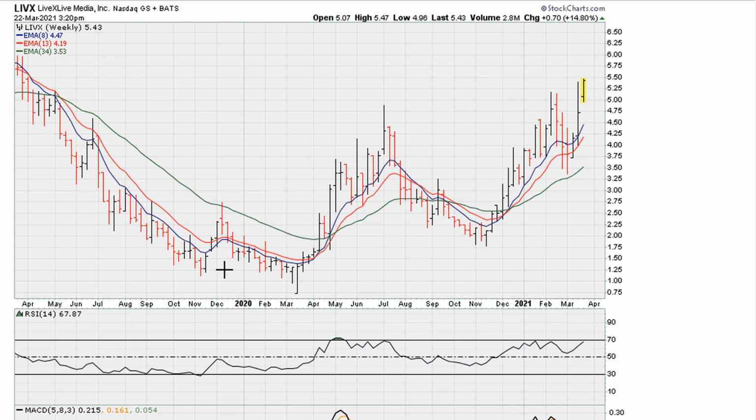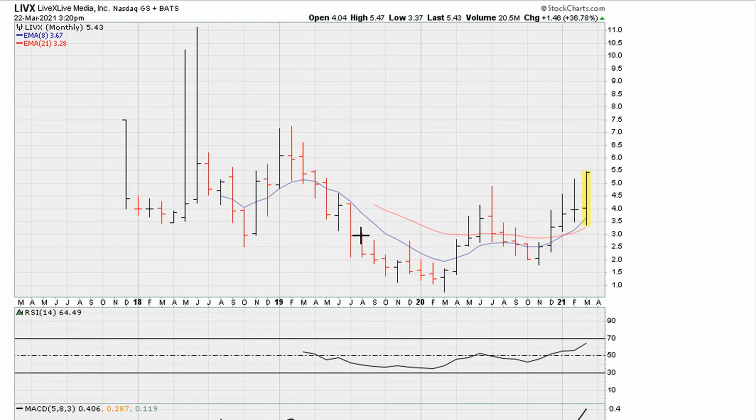Now, I should preface by saying that this is a weekly chart, so let's get that clear. This is a weekly. Now, what you can do is take a look at the monthly chart for the next potential entry level.